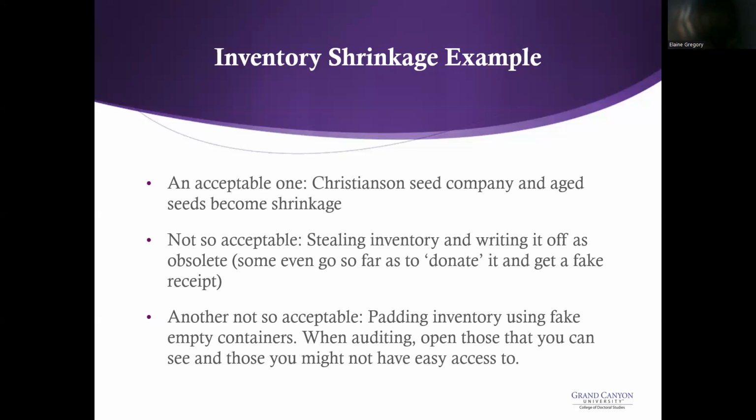Now, not so acceptable inventory shrinkage is stealing inventory and then writing it off as obsolete, or donating it and then getting a fake receipt of donation. So you have to look at what type of inventory you're working with. Stealing inventory and writing it off as obsolete could be seasonal clothes, but some clothes carry on season after season. Or inventory that really hasn't spoiled and calling it spoiled.